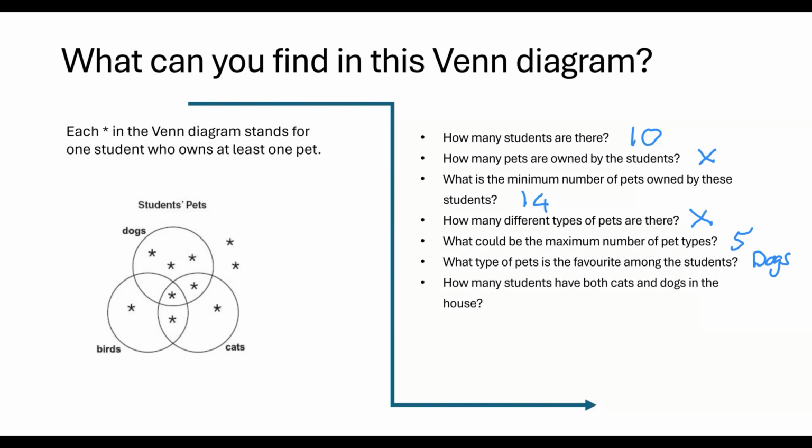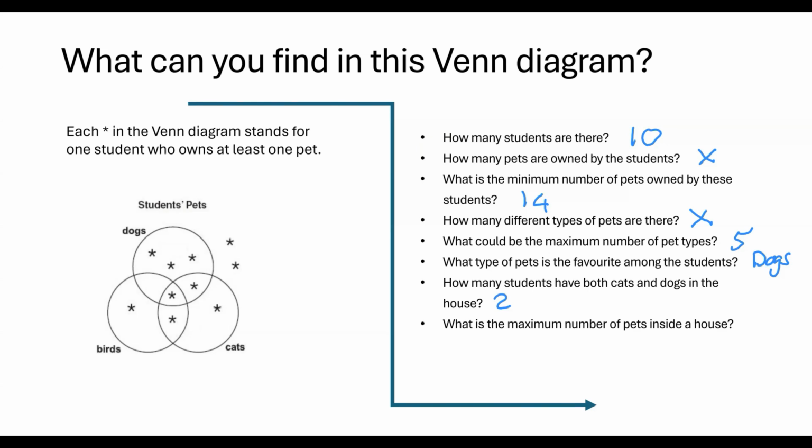Now, how many students have both cat and dog in the house? That's also easy. The intersection between the 2 sets, cat and dog, gives you 2. So the answer is 2 students.